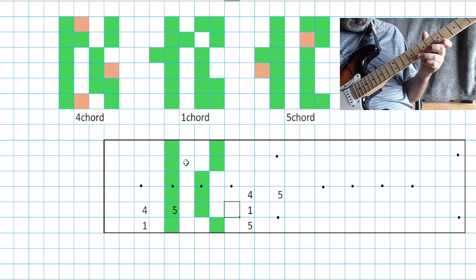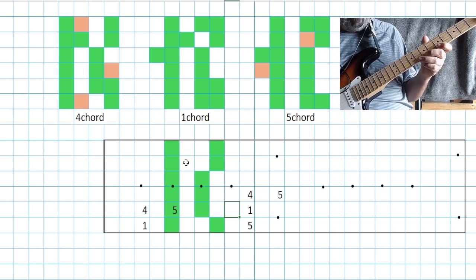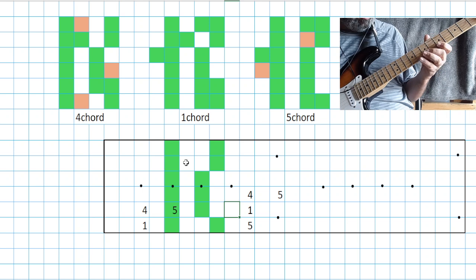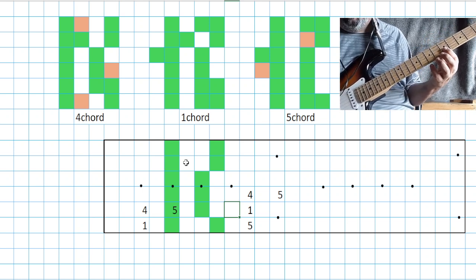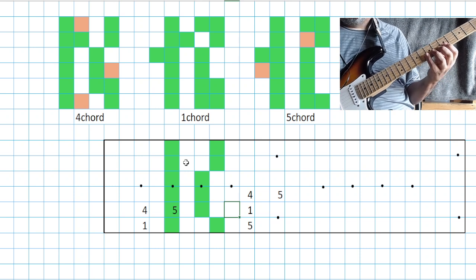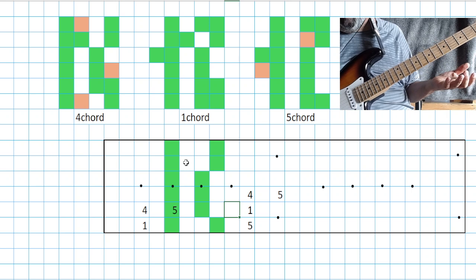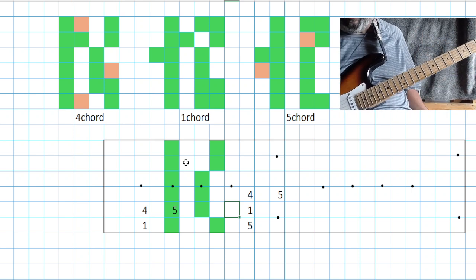So inside this box, in case it didn't record that, inside this box I've got, for the 5 chord or for the 4 chord, one of 3 scale shapes, all housed within the pentatonic. So what's actually going on there?